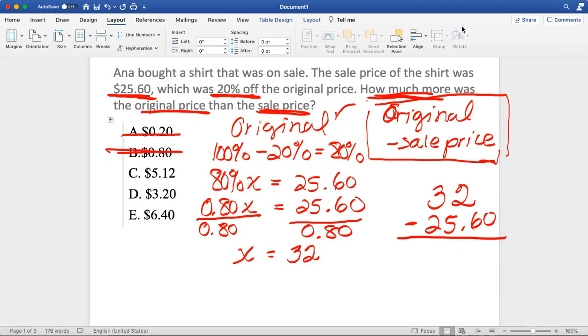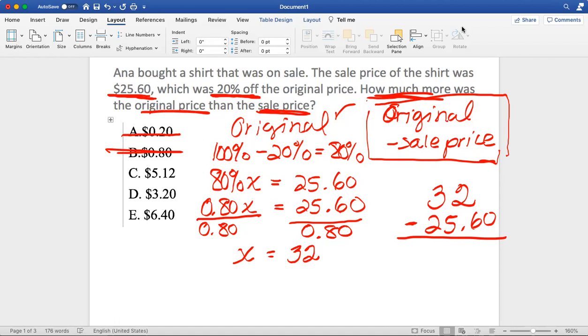You need to think about these problems critically and ask yourself, does this make sense within the context of the problem? If it doesn't make sense within the context of the problem, most likely it's not going to be the correct answer. By eliminating letters A and B, you have fewer options to choose from, and therefore this will increase your chances of getting this problem right. So now you only have three options to choose from.